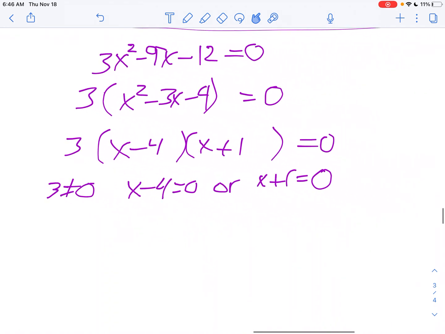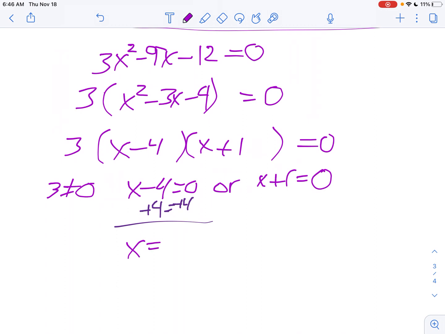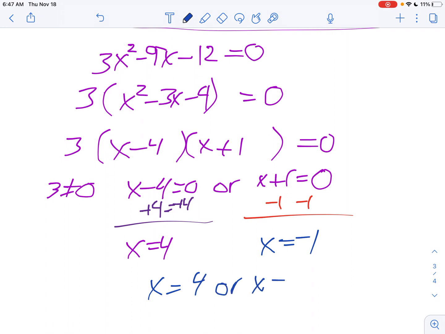So then we're going to add 4 to both sides. So then we get x equals 4. And over here, we'll subtract 1 from both sides. And x equals negative 1. So x equals 4 or x equals negative 1.